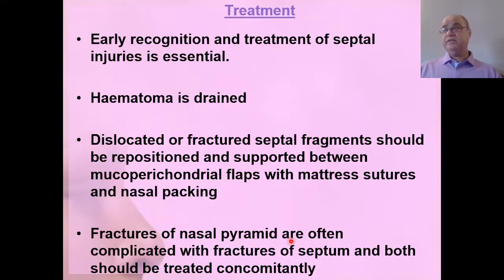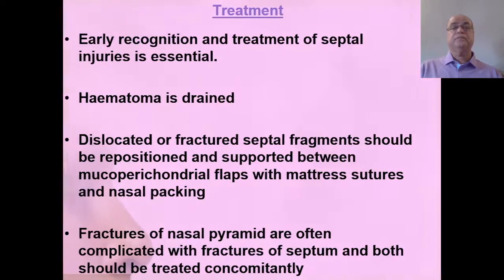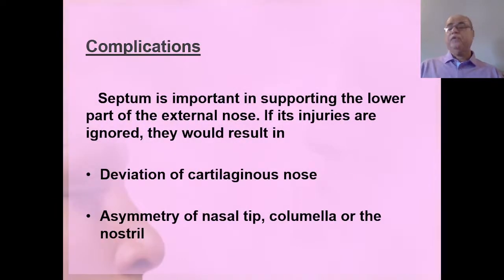Fractures of the nasal pyramid are often complicated with fractures of the septum, and both should be treated concomitantly. If the septal fracture is overlooked, misdiagnosed, and not dealt with accordingly, then it can lead to certain complications, because the septum is very important in supporting the lower part of the external nose. So there can be deviation of the cartilaginous portion of the nose, and there can be asymmetry of the nasal tip, columella, or the nostril.